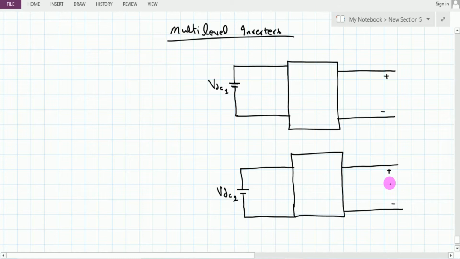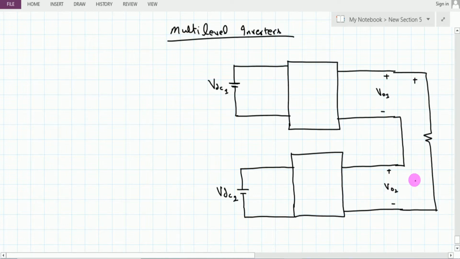So the first circuit manipulation that we can do with this particular scheme is to connect these two terminals together and connect the output load somewhere here. In this way, this plus minus gives us V01, this gives us V02, and overall we get an output voltage which is taken with this point as the positive potential and this point as the negative potential.